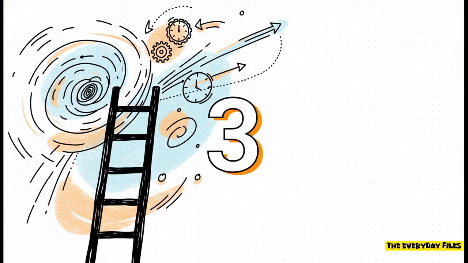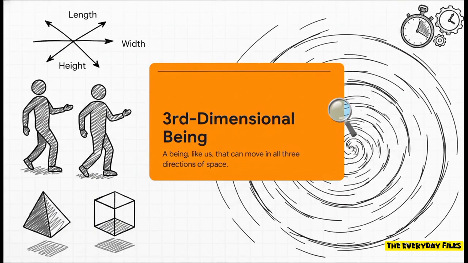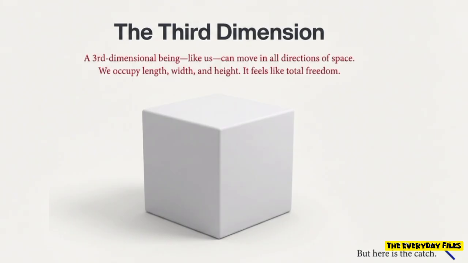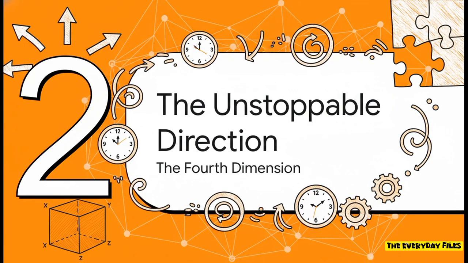And that, of course, brings us to the third rung on the ladder, which is where things should start to feel very, very familiar. Yep, this is us. We are three-dimensional beings. We've got length, we've got width, and we've got that all-important third dimension, height. We can move around freely in 3D space. Okay, so we've got our three dimensions of space, right? Left, right, forward, back, up, down.